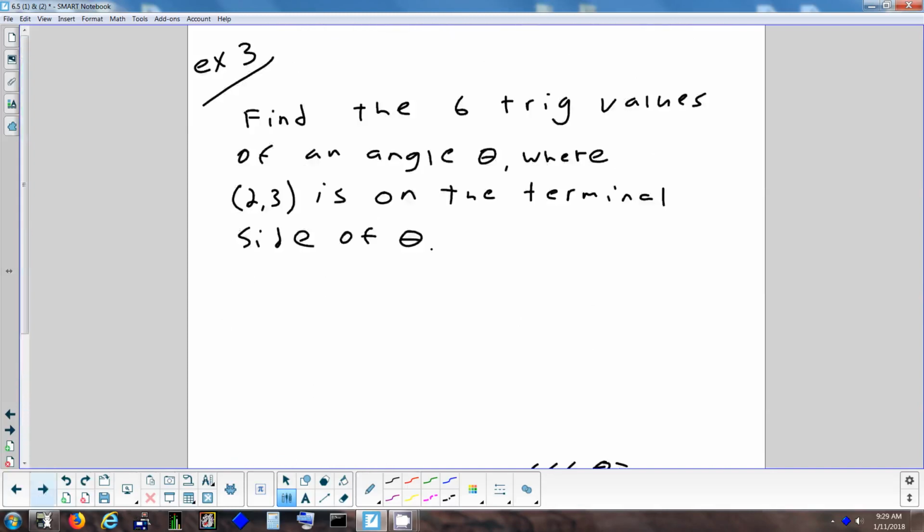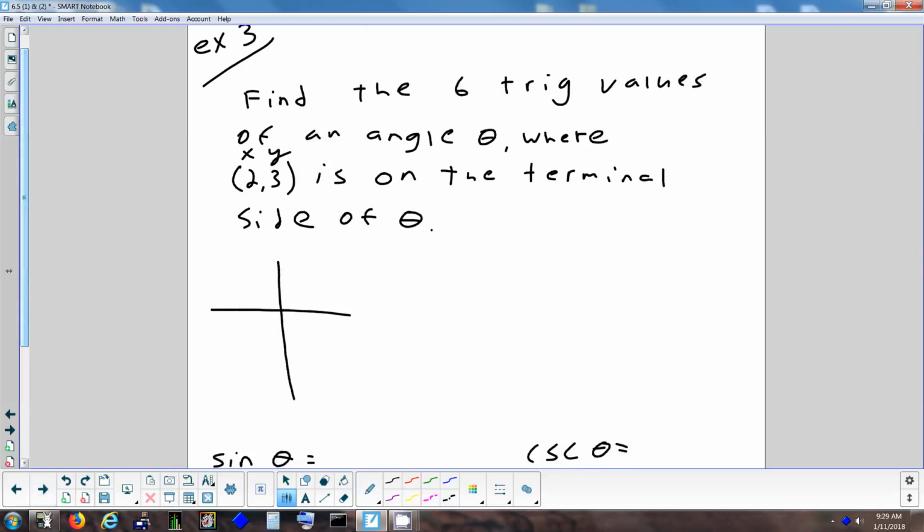All right, so let's see if we can find the 6 trig functions of an angle where (2, 3) is on the terminal side. So we're going to use the definitions we just had. That's x. That's y. What letter am I missing to be able to figure out the sine, the cosine, and everything else? R. I'm missing r.